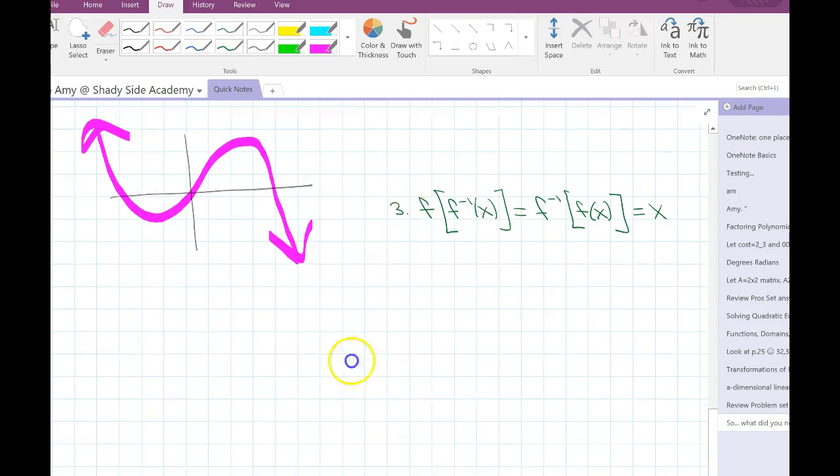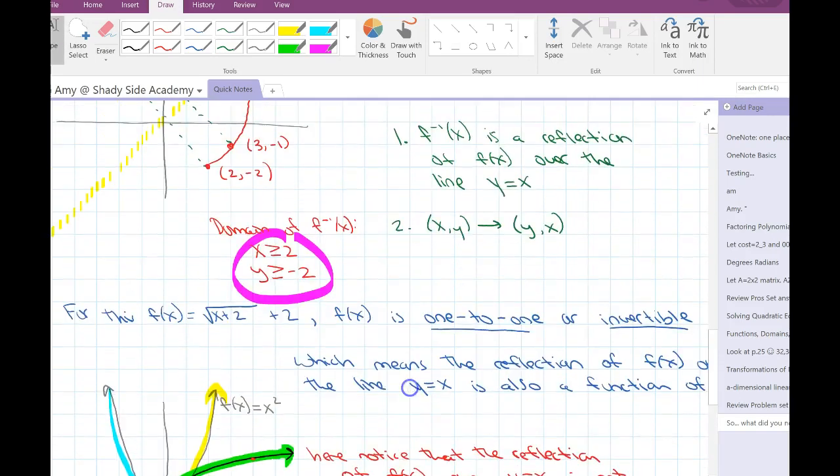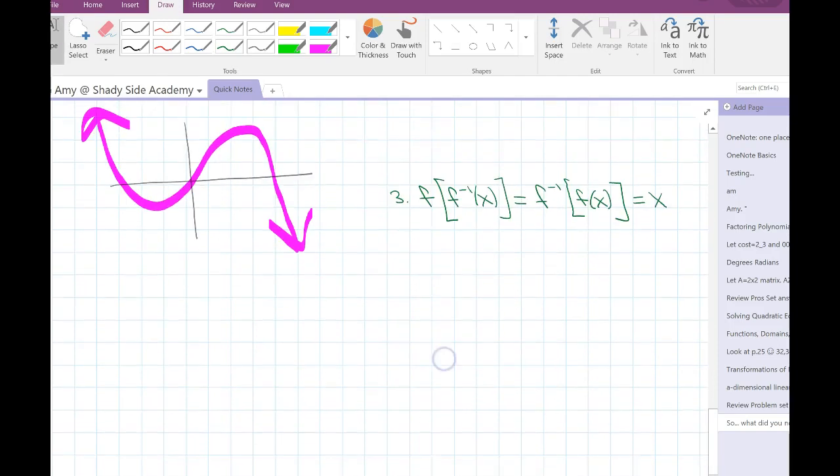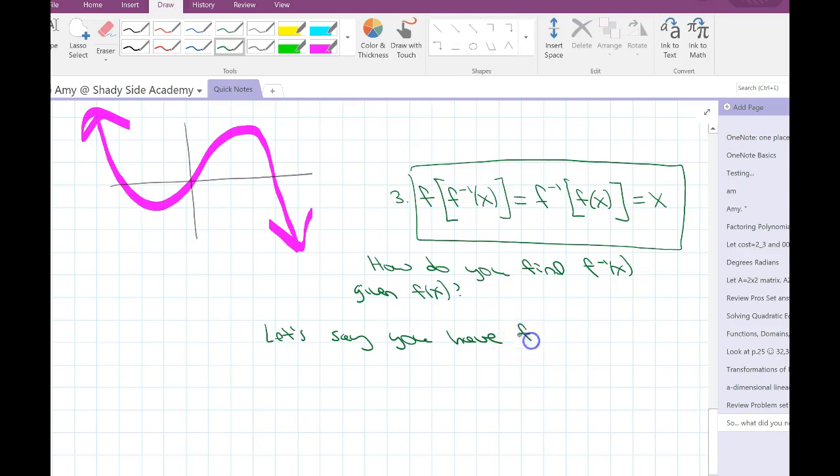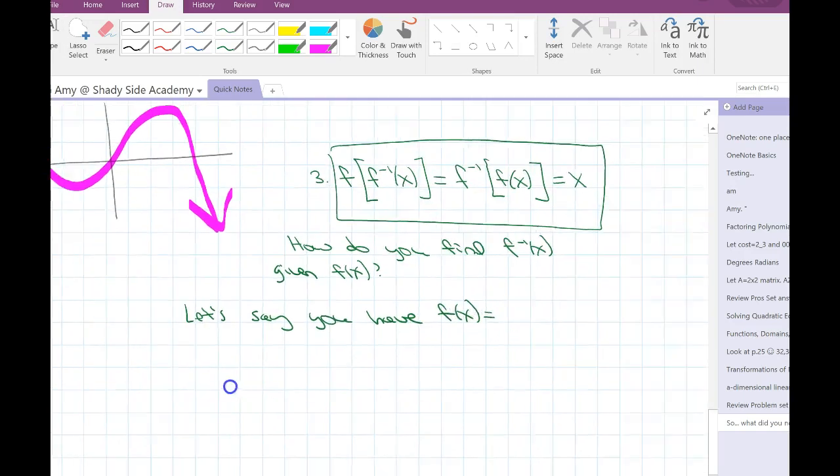Okay, so the first two characteristics are kind of graphical characteristics. The third is an algebraic characteristic. But to really appreciate this one, you probably first have to ask yourself, well, how do you find the inverse of f given f of x? How do you find it? Well, I will show you. All right, so let's say you have f of x equals, okay, let's see.